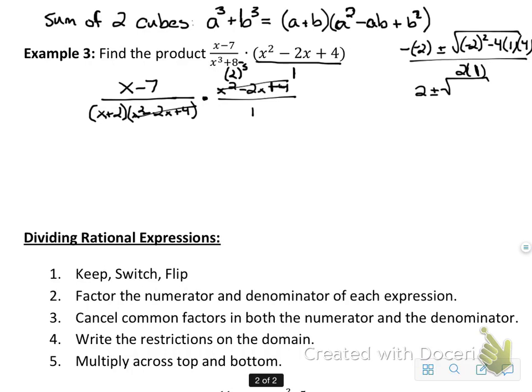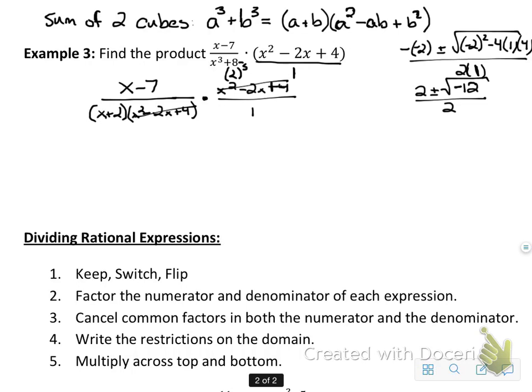Well, 4 minus 16 is negative 12. And ordinarily, we would keep going. But because we're talking about a restriction on the domain, we want to make sure that whatever x equals is a real number. Because there's no real solution, this is actually not a restriction on the domain.